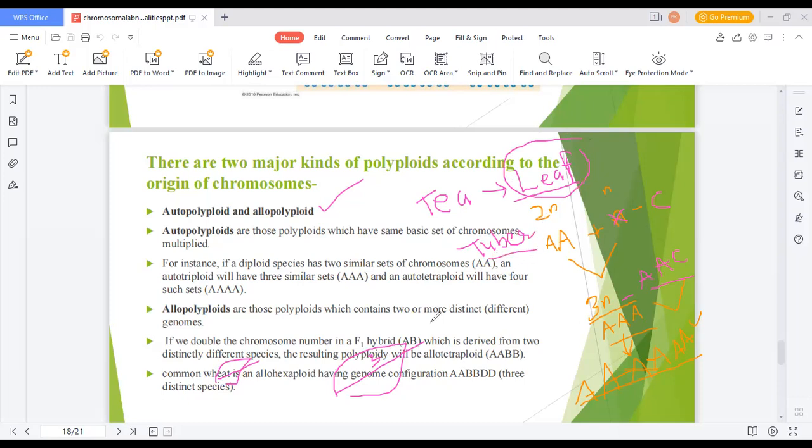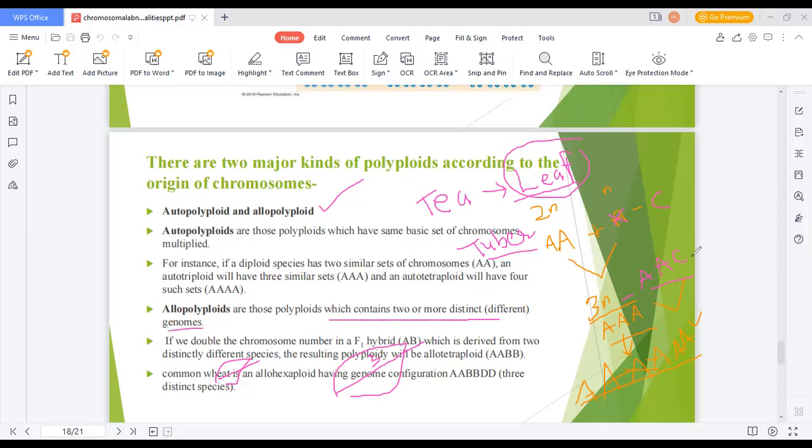For example, Pusa giant Napier grass is one of the polyploids. What is that? It is a feeder plant. Pusa giant Napier grass is developed from 2 different grasses by the Indian Council of Agriculture Research. So allopolyploids are those polyploids which contain 2 or more different genomes.